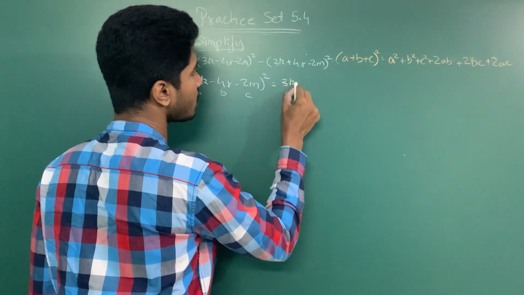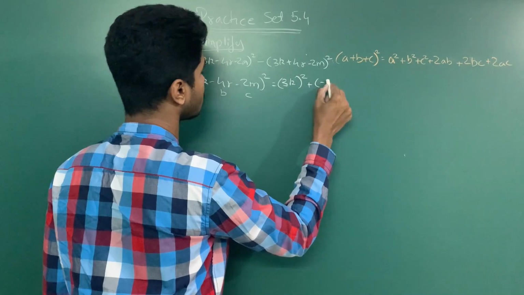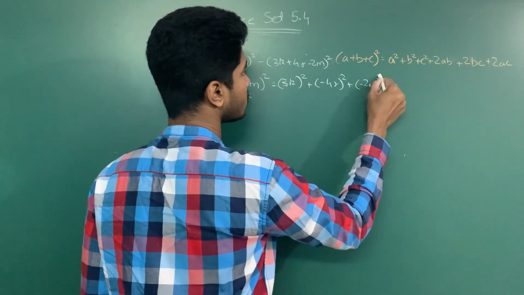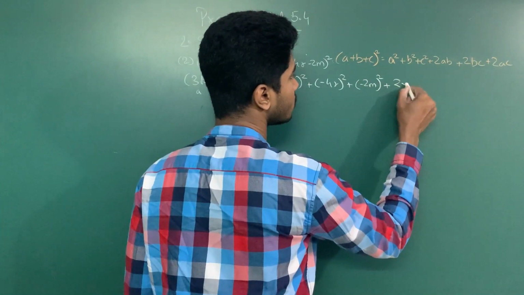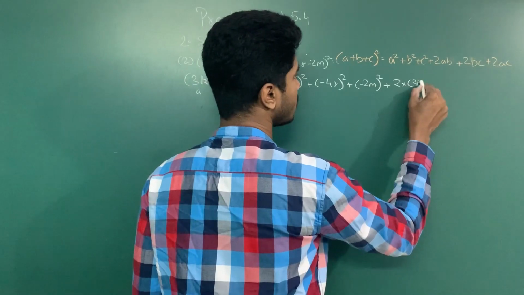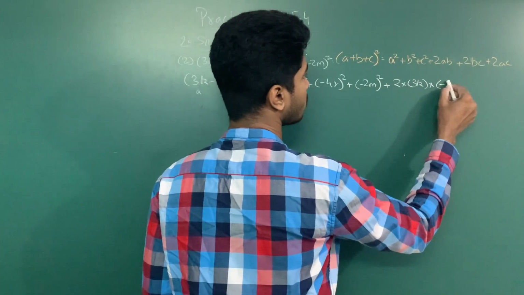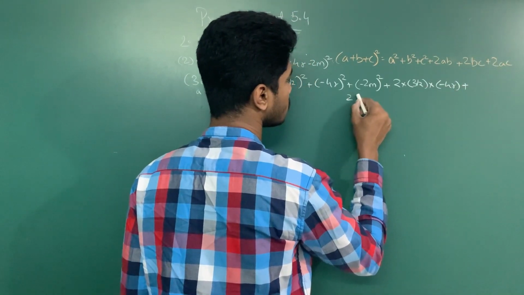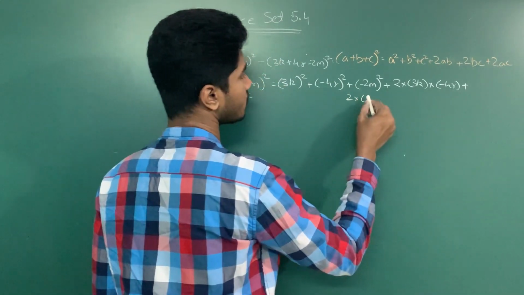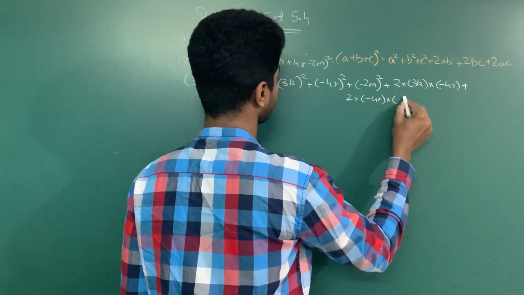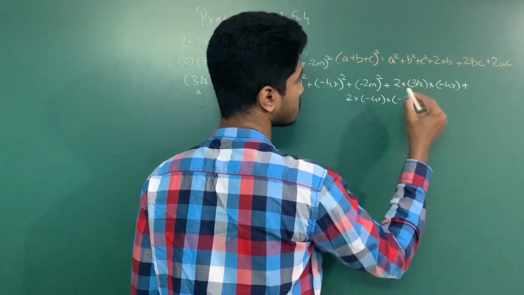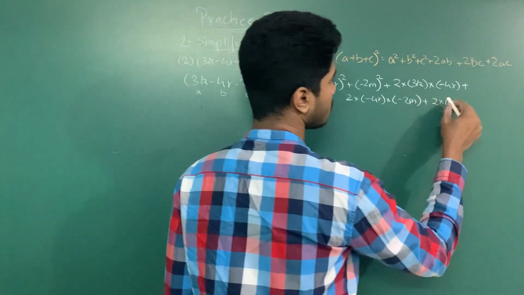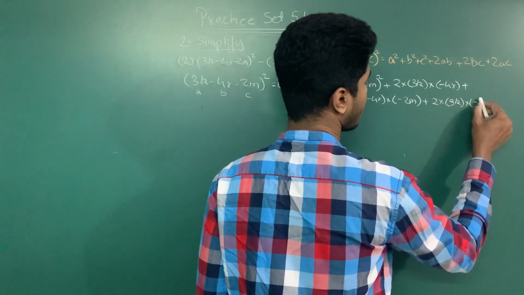So this is 3k the whole square plus minus 4r the whole square plus minus 2m the whole square plus 2 into 3k into minus 4r plus, I'll write it down over here, 2 into minus 4r into minus 2m plus 2 into 3k into minus 2m.